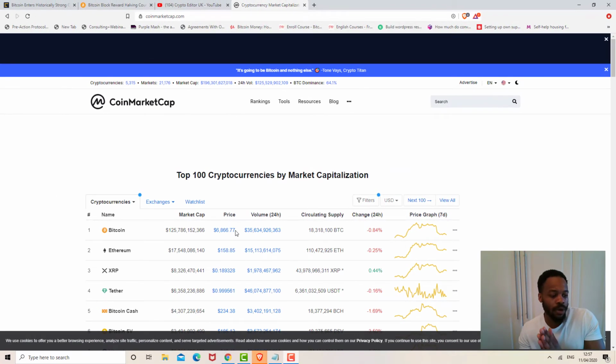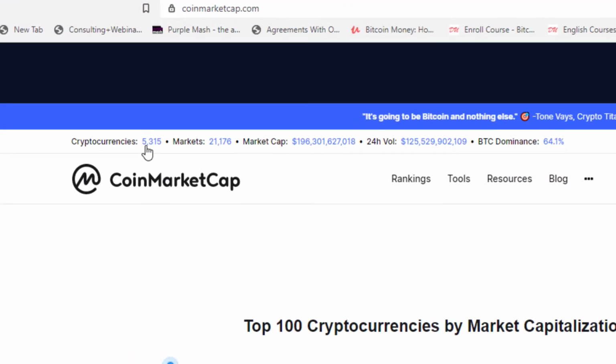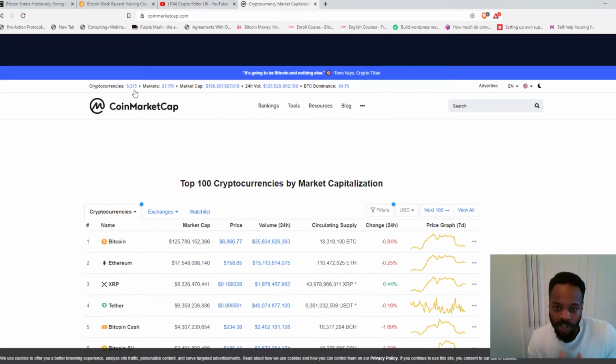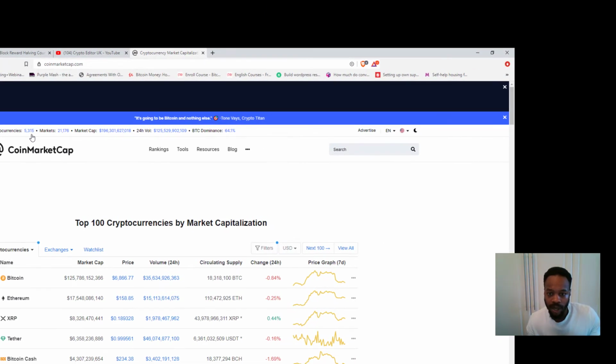Now, when we go to CoinMarketCap, this is the home of all cryptos, where there are thousands of coins listed. As you can see up here, the number of current cryptocurrencies stands at 5,315. So there are many coins available on the market. What I wanted to do today was go through CoinMarketCap and how to use it as your resource and your tool in checking price action. This is going to be your Bible, really. This is where you're going to go to see exactly where everything stands.